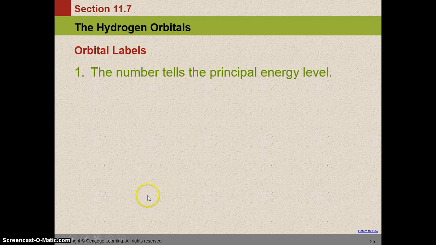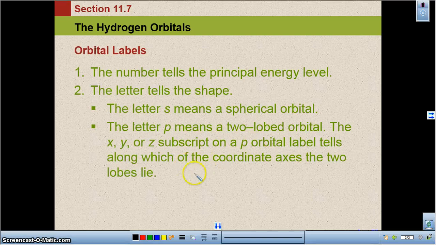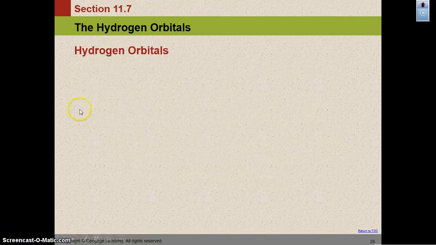So let's look at how we label orbitals. The number tells us the principal energy level. The letter tells the shape. So s means spherical, p means 2-lobed orbital, and an x, y, or z subscript on a p orbital tells along which of the axes it lies. If you remember the screen right before this, it showed the 2p and it said px, py, and pz because it's talking about which axis those are located on.